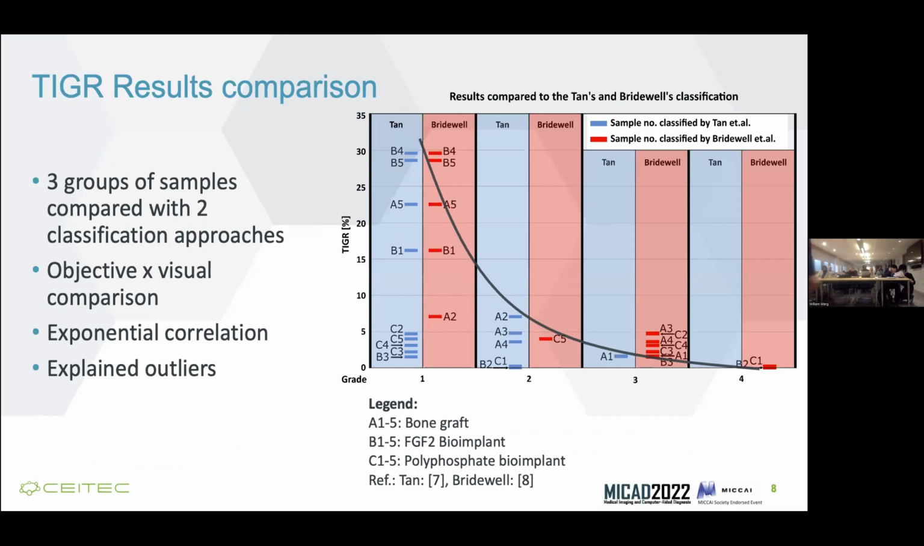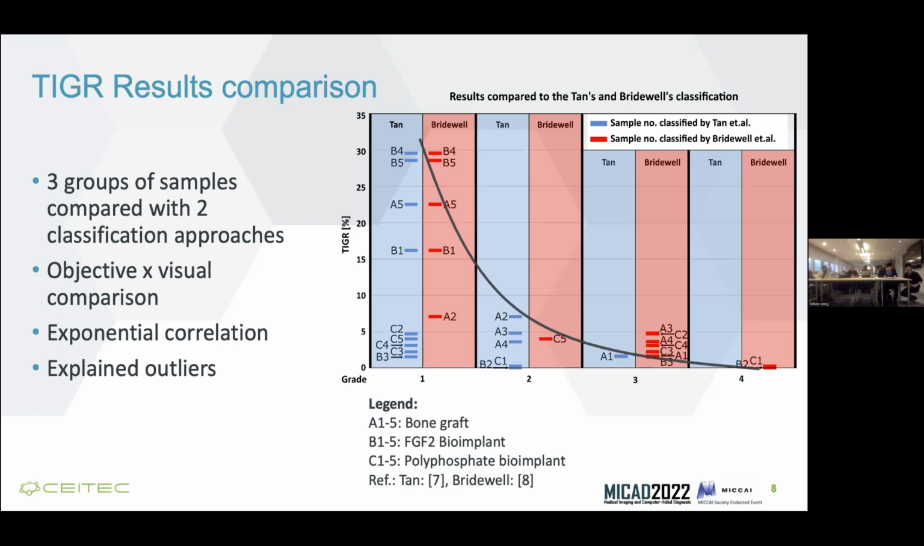Consequently, we wanted to compare such results with the state-of-the-art visual methods. We created this kind of graph where here is the Tiger value and there are the grades according to two selected state-of-the-art methods. The blue one is according to Tan et al. I will show you the references later. And you can see that different samples can be categorized by different grades by the two different approaches.